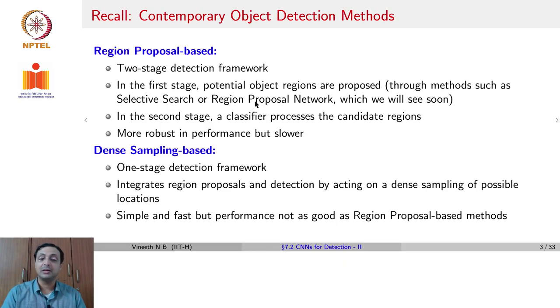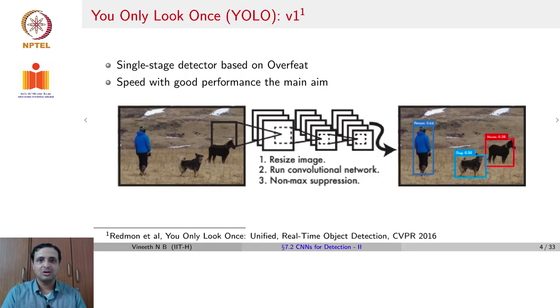So we said that contemporary methods can broadly be divided into region proposal methods and dense sampling methods. So we'll now go into dense sampling methods, which are single stage detection frameworks. The most popular that is still used today is known as YOLO, or You Only Look Once. The first version of YOLO was developed in CVPR of 2016. It's a single stage detector.